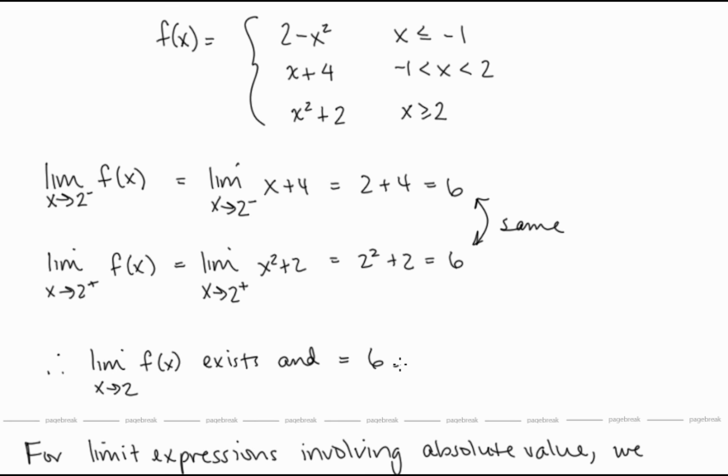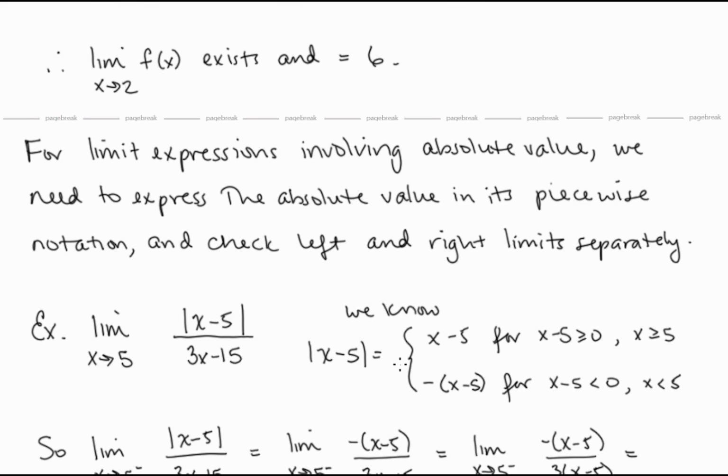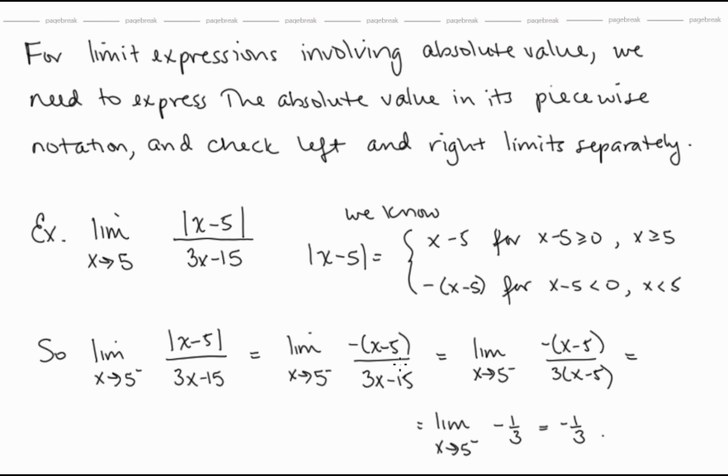So again, with piecewise functions, you're going to want to find limits by taking left and right limits separately. And so for limit expressions involving absolute value, we need to express the absolute value in its piecewise notation and then check left and right limits separately. So don't forget that absolute value is really a piecewise function.